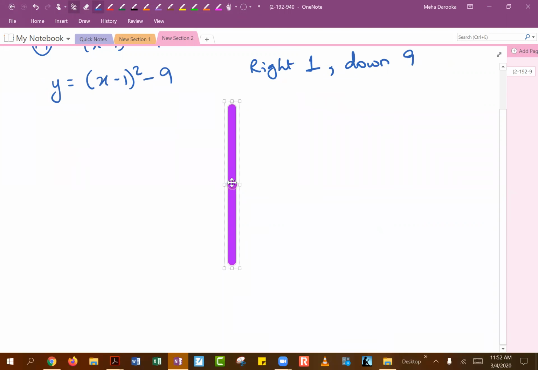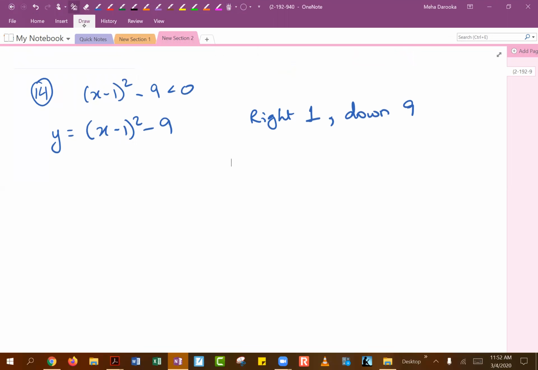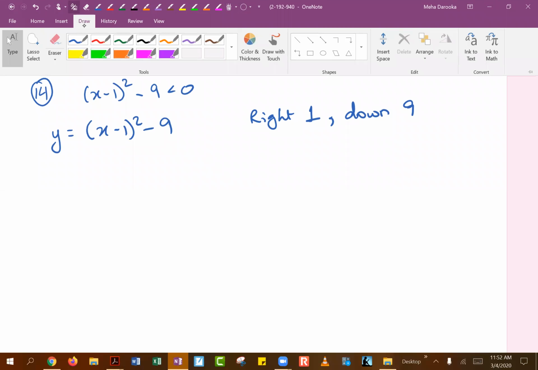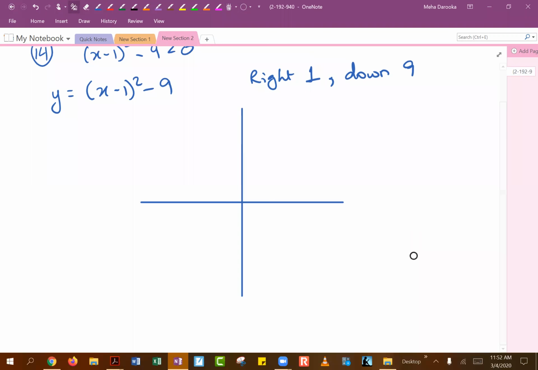Whoa. What happened here? Very thick purple. Yeah, where did that come from? Not what I want. Okay, there we go. Okay.